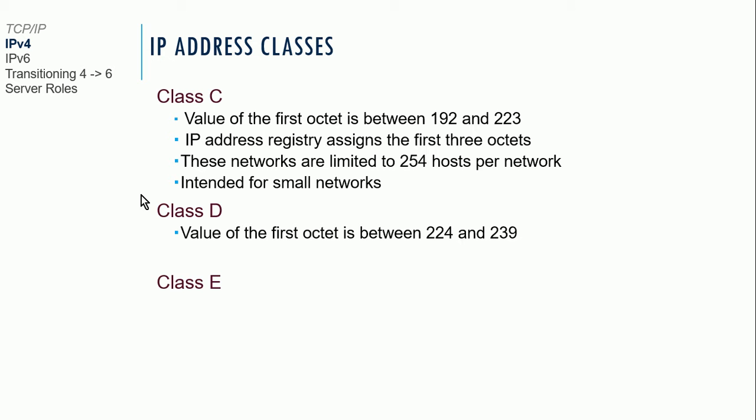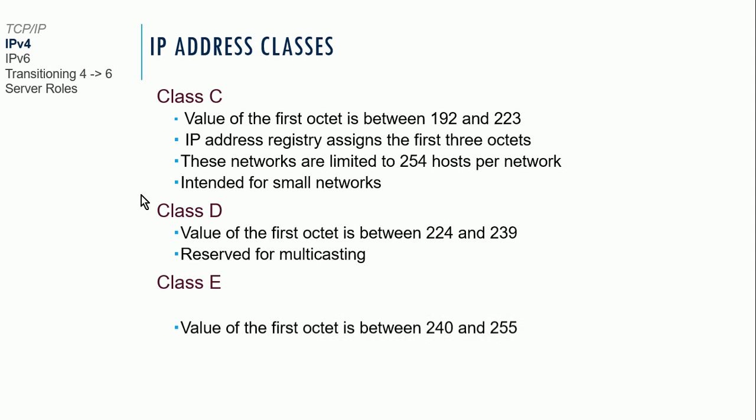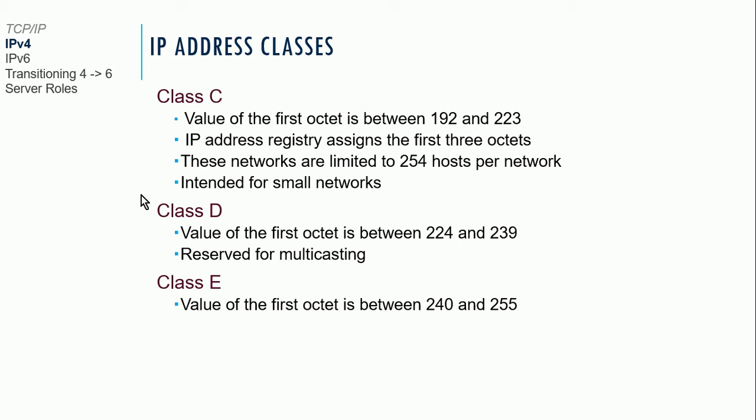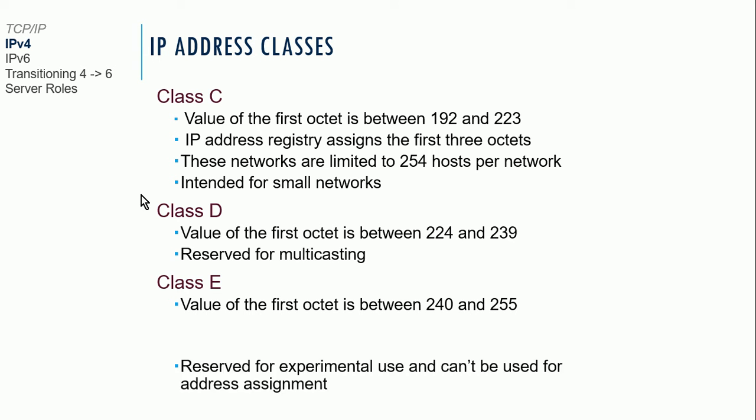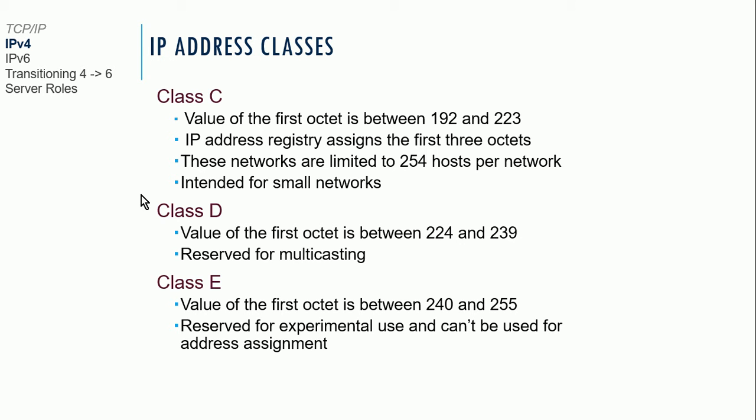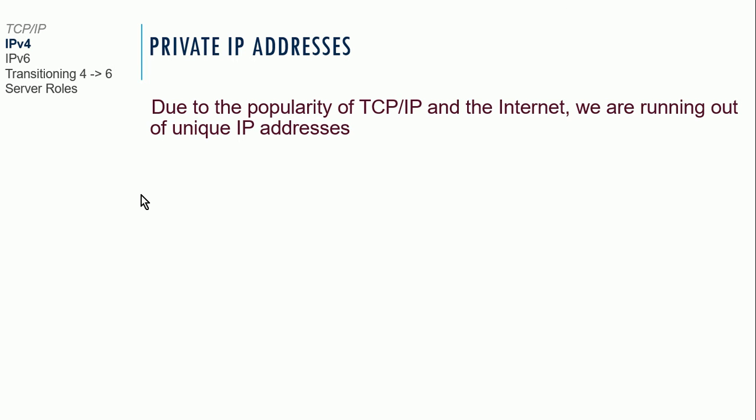Class D and Class E are kind of special. A Class D is where the value of the first octet is between 224 and 239, and those are reserved for multicasting, so they're not assigned to hosts. And Class E is between 240 and 255 for the first octet, and these are for experimental use, and they cannot be assigned by IANA. So that's a Class E. That kind of leaves us with a finite number of IP addresses.